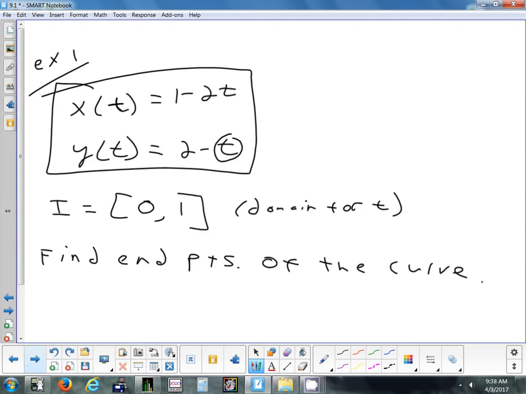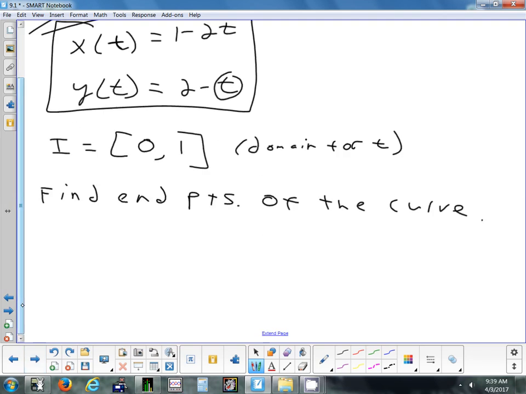So here's our first parametric equation. It's kind of like a system. There's two of them. We have a formula for x and a formula for y. And they're telling us the domain for t. They're telling us the interval is 0 to 1. So you are only allowed to plug in numbers for t that are between 0 and 1. I want to find the endpoints of the curve.